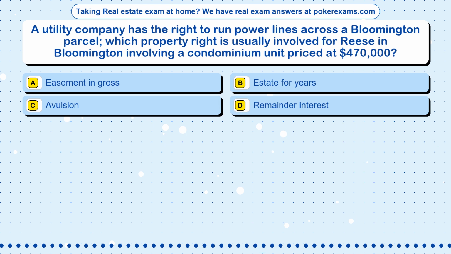Question 37. A utility company has the right to run power lines across a Bloomington parcel. Which property right is usually involved for Reese in Bloomington involving a condominium unit priced at $470,000? Option A, easement in gross. Option B, estate for years. Option C, divestiture. Option D, a remainder interest.